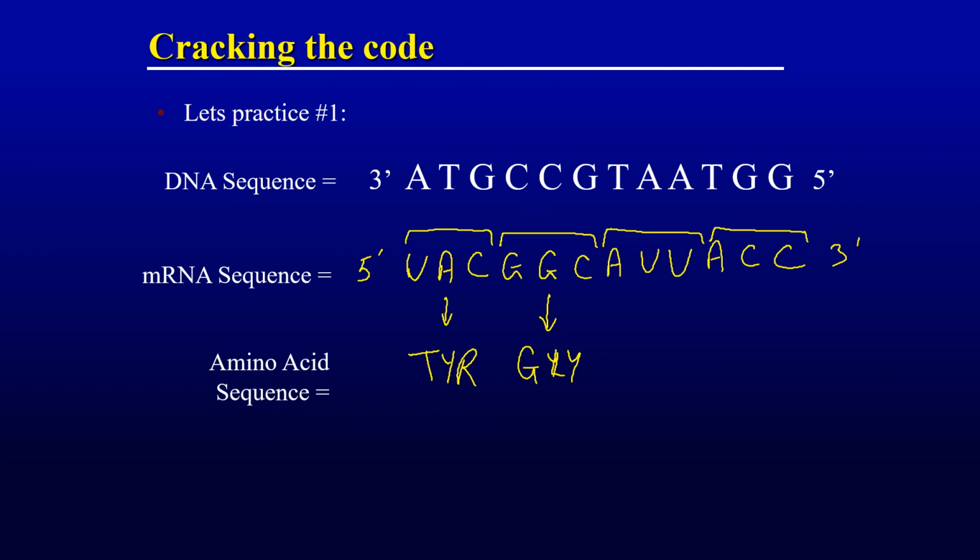I can't remember what amino acid that one is, but I'm going to write the abbreviation, ILE. I think that might be isoleucine, but I'm not 100% sure. Let's take our last one, ACC. Reading off the table, that gives us the amino acid THR, which is threonine. So there's our amino acid sequence. We can go from DNA sequence to messenger RNA sequence to amino acid sequence in the protein.